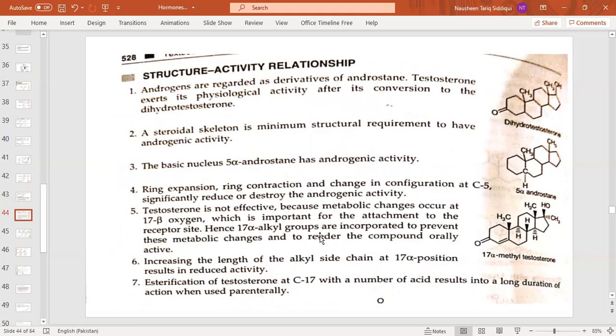Okay. Androgens की I think बाद में करनी है, लेकिन ये I think पहले.